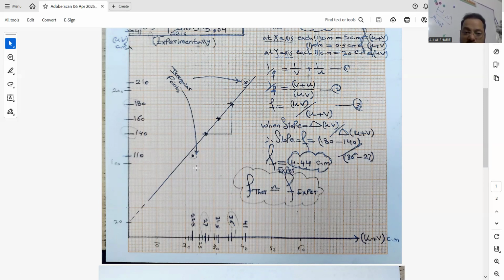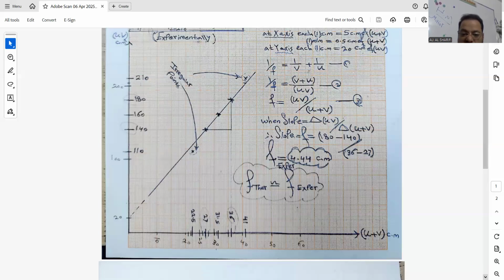I have two irregular points. The last one is very near the slope, but it's the nearest irregular point to the slope line. Here, from the slope equation, I have the experimental focal length equal to 4.44 centimeters. By that, the theoretical focal length is close to the experimental focal length.